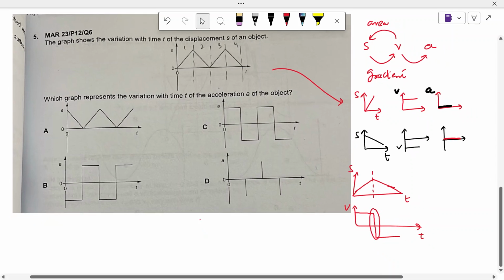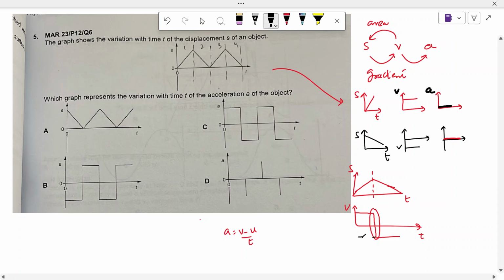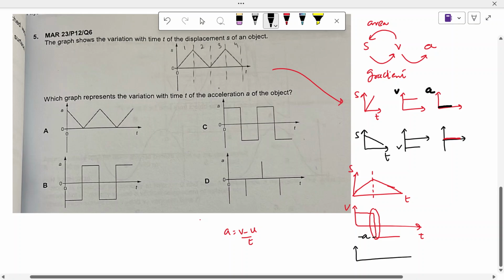So because acceleration is final minus initial velocity upon time, final velocity is negative here. So that's why in this particular situation we have negative velocity first, and obviously it would be a positive velocity later on. So the option would be D here.